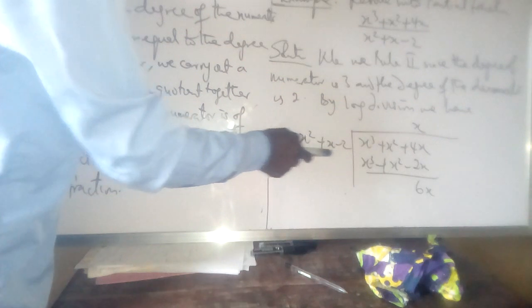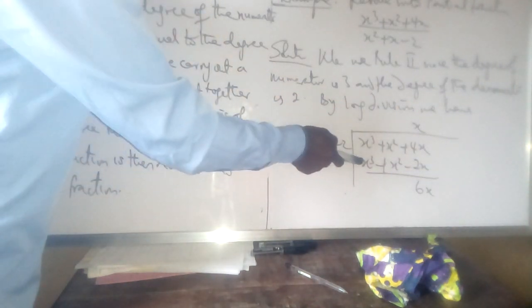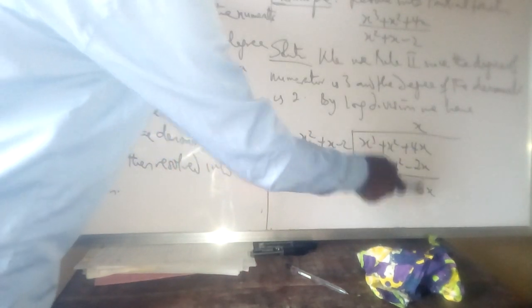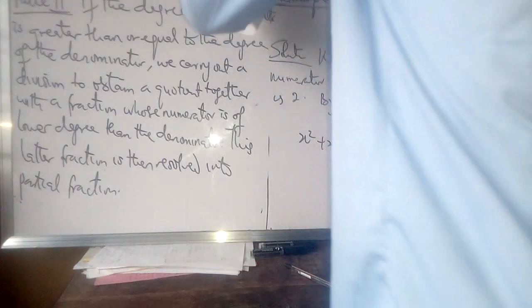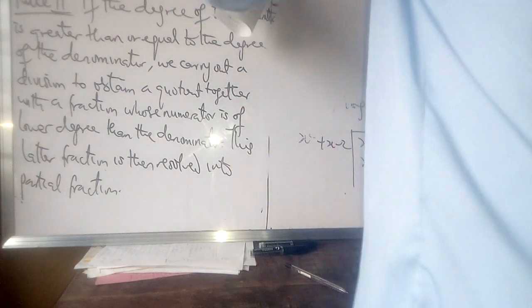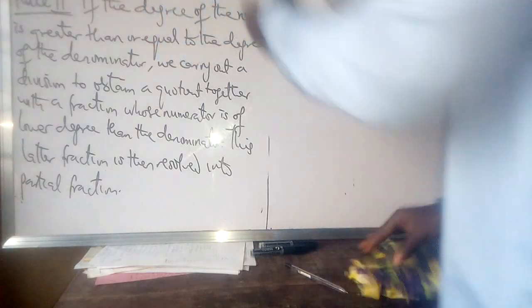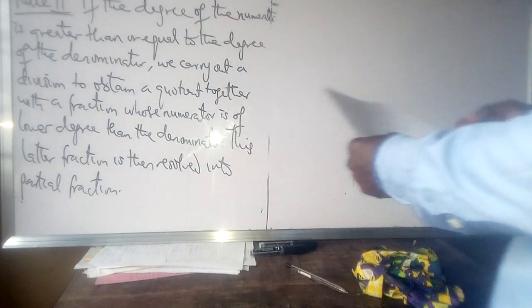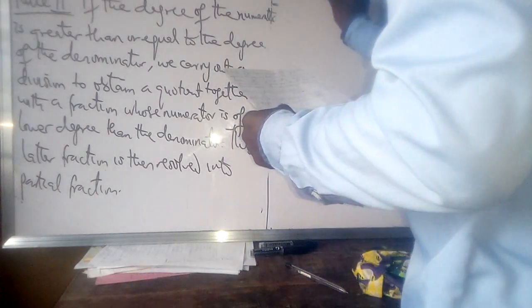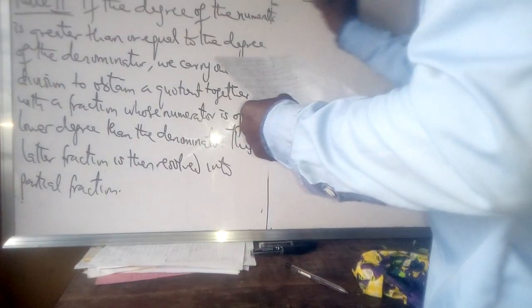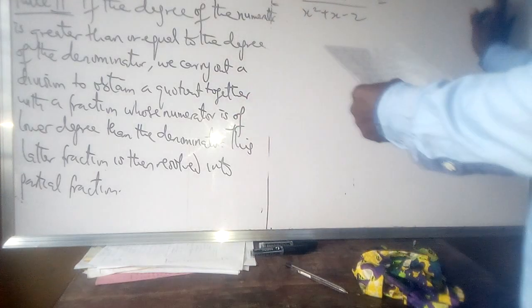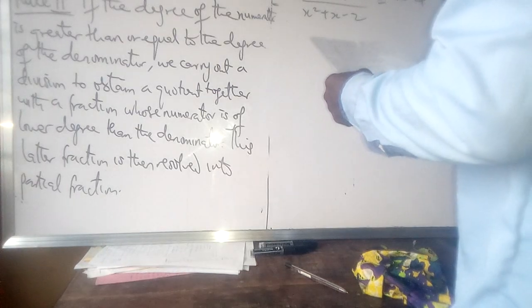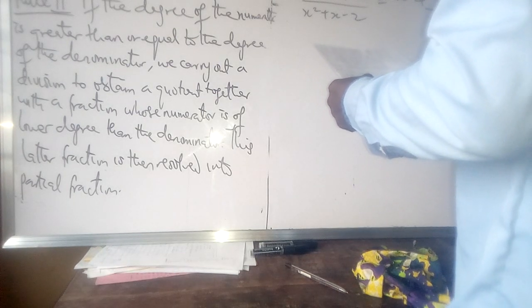Multiplying through by x will give you this. By the time we introduce the minus sign here, this one will cancel out, and this one will cancel out, and this one will change to plus. That's why we have 6x here. So our problem has been transformed by long division into another form. That is, (x cubed plus x squared plus 4x) all over (x squared plus x minus 2) is now equivalent to x plus 6x all over (x squared plus x minus 2).